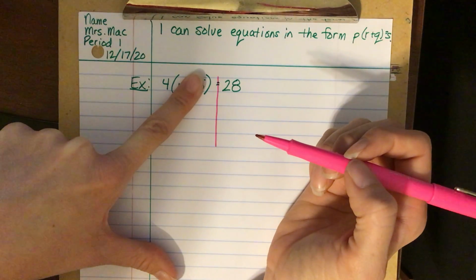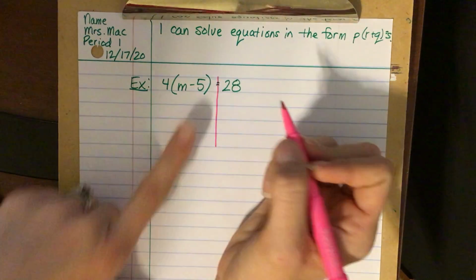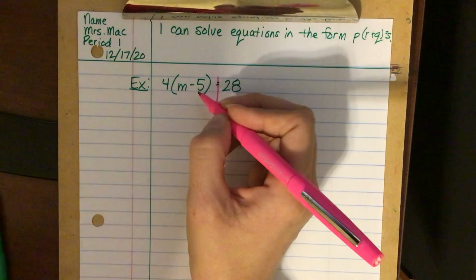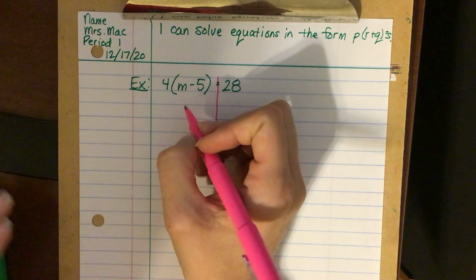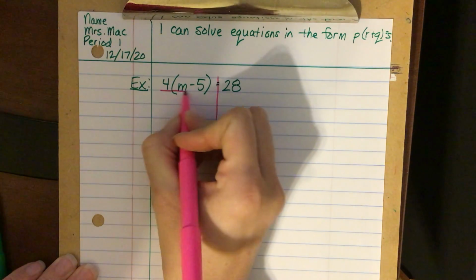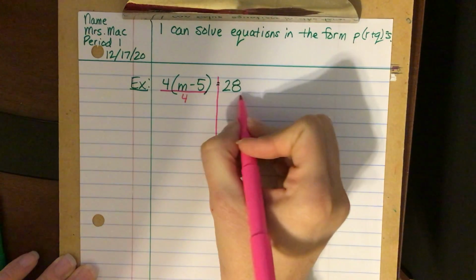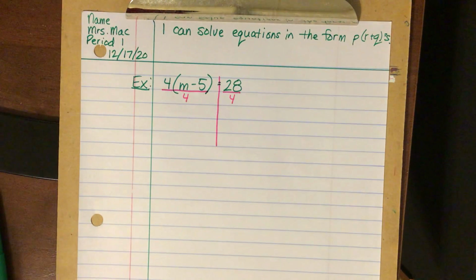This is different than when we have it in our equation in the other form. Since the first thing that's happening to our variable is it's being subtracted by 5, and then it will be multiplied by 4, we're going to go backwards and undo it. So the first step is going to be divide by 4. I'm going to divide both sides by 4 to keep my equation balanced.